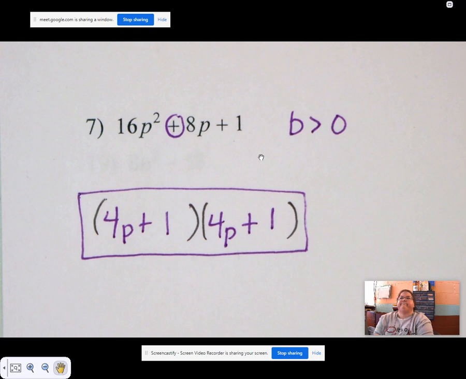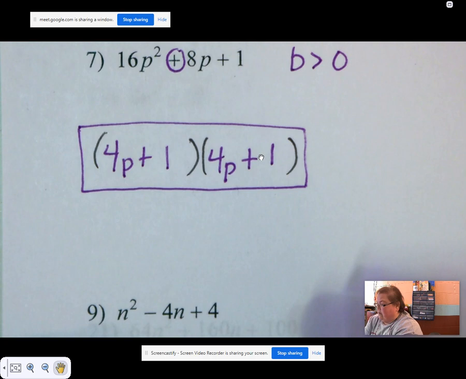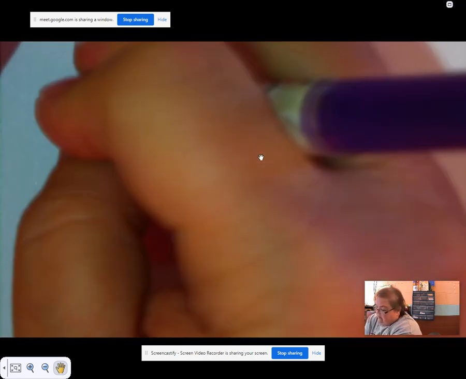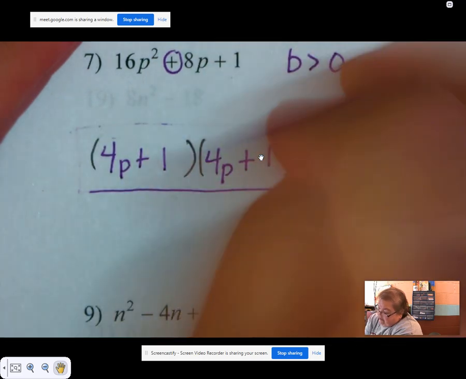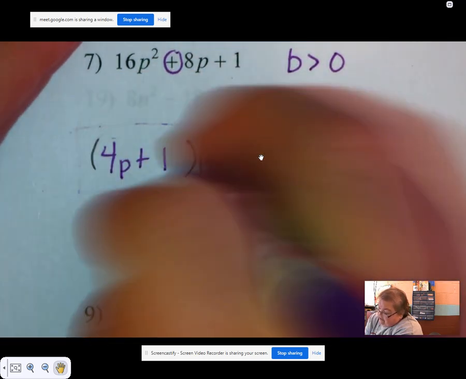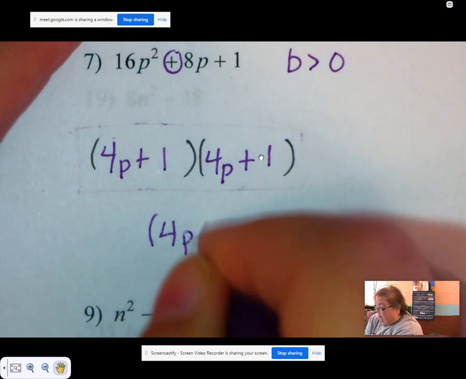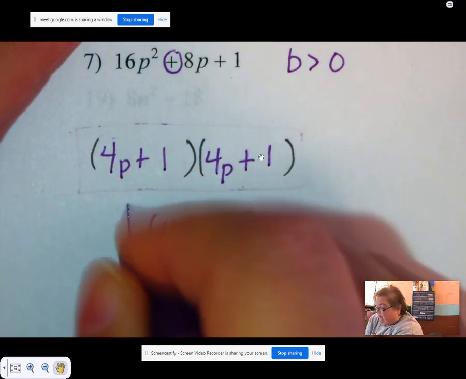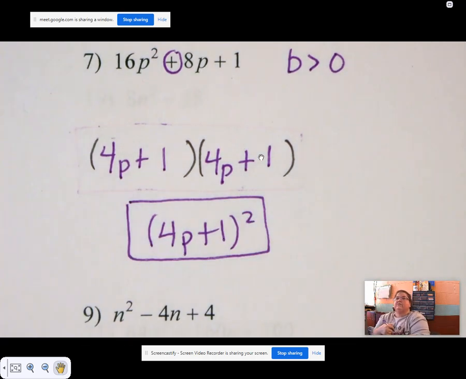There it is. Can I leave that as my answer? No, you cannot. This is not your best answer. Very good. It is correct, but the best answer is 4p plus 1 squared. Questions?